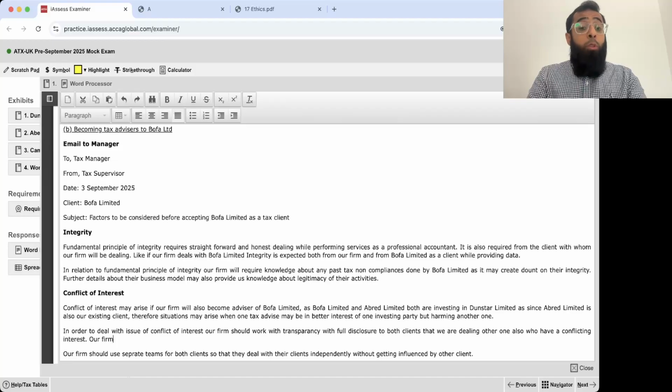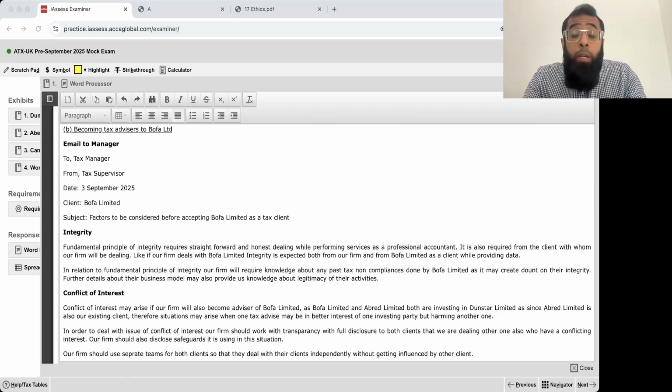Our firm should also disclose the safeguards it is using in this situation. And what is the safeguard? Separate teams so that they don't get influenced.